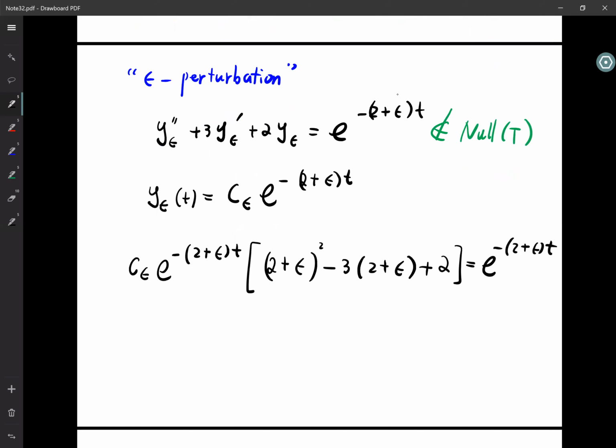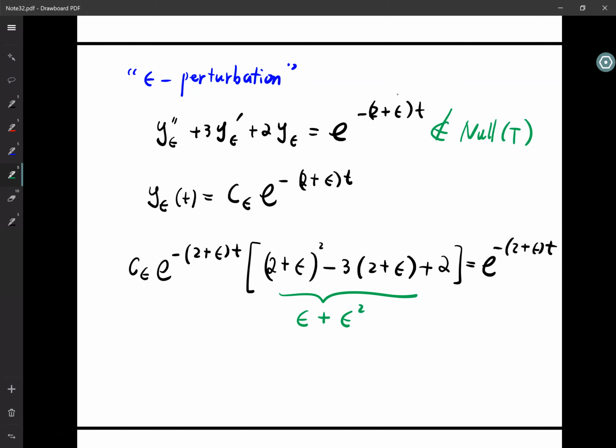So we again get an algebraic equation. This one, the constant term is 4 minus 6 plus 2, so that's 0. For the epsilon term, this is 4 epsilon minus 3 epsilon, so this is epsilon, and then I have an epsilon squared.